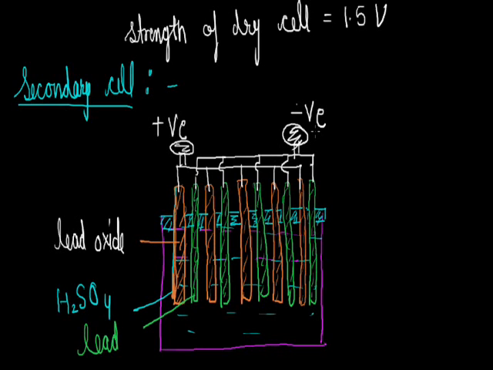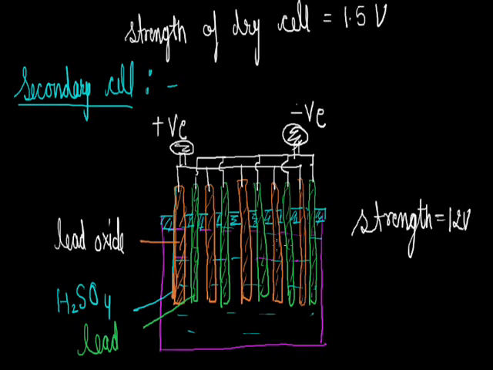Each cell has a strength of about 2 volt. Together they make up 12 volt. Each cell means the combination of the positive and negative, lead oxide and lead rods combined. This combination makes one cell. Next is the second, third, fourth, fifth and sixth.